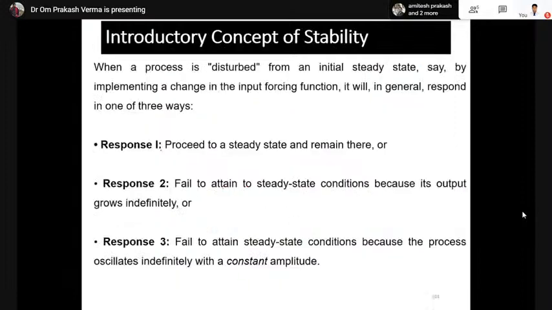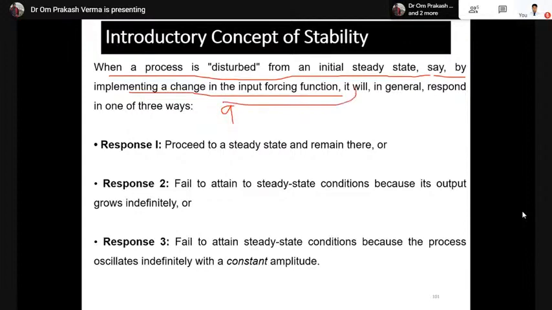What is the meaning of stability? When a process is disturbed from its initial state, say by implementing a change in the input forcing function, let's say when you supply 1 upon s, or the impulse function, or the step function, or any value or sinusoidal function, generally it responds in three ways.